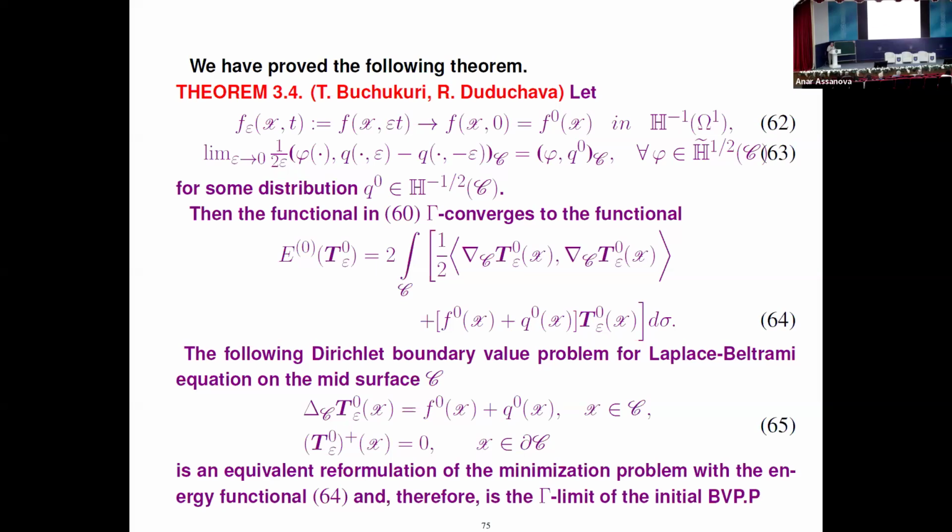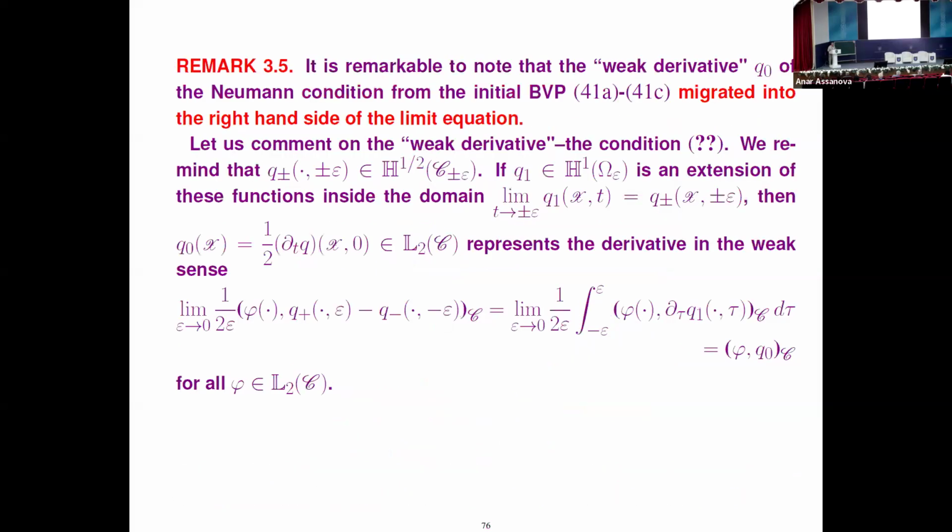Now there is a remark here about these equations. And the remark says that it is remarkable that these conditions migrated. And let us comment on the weak derivative. Why do we call it weak derivative? If the functions Q plus and minus are extended in the domain continuously, extended from the upper and lower domain, what we get here as a weak limit will be the usual limit. So that's why it's called weak limit. These flux conditions are really a weak limit.